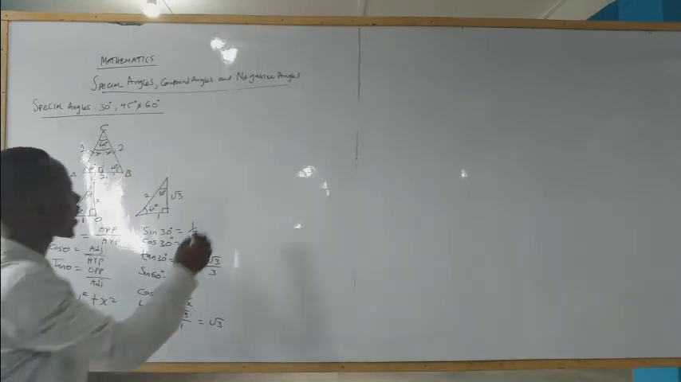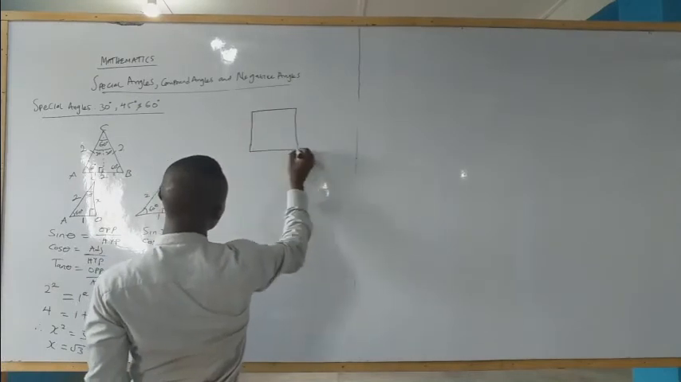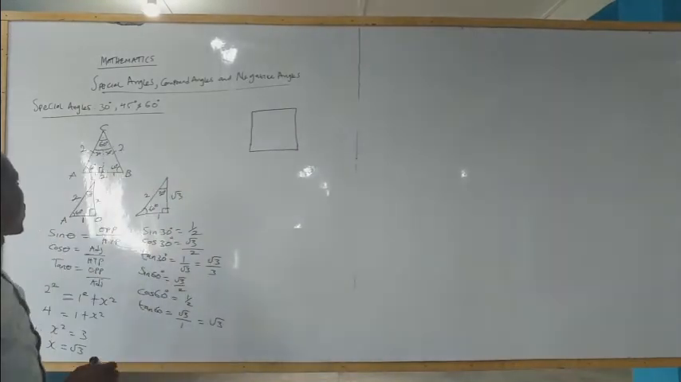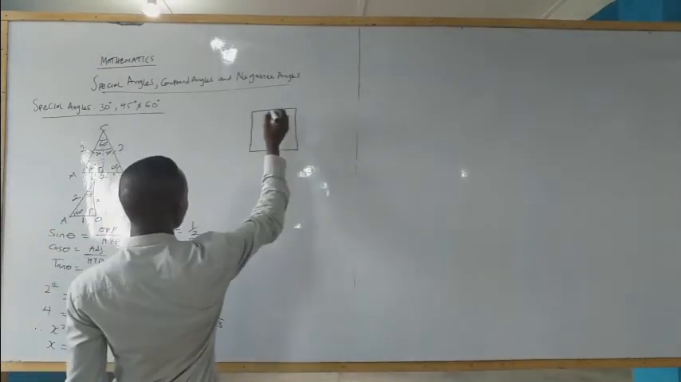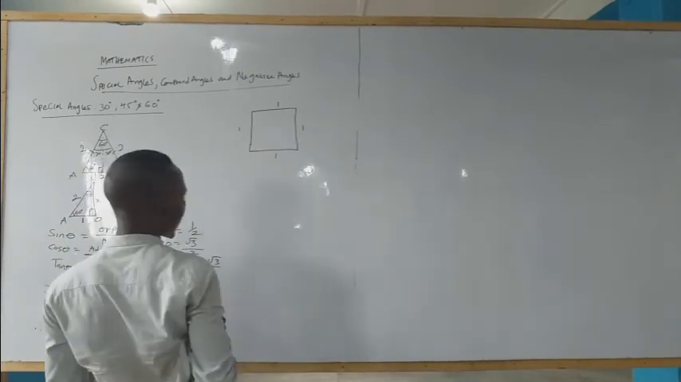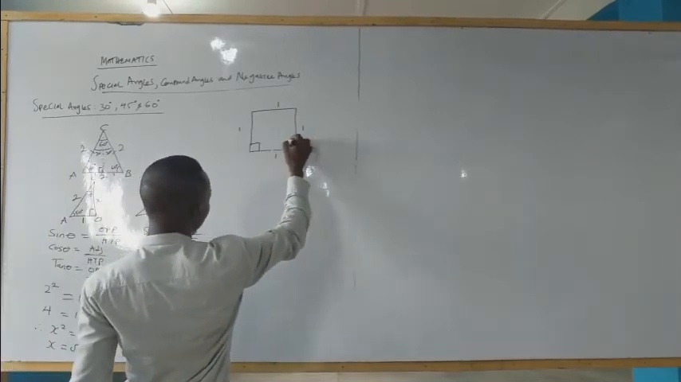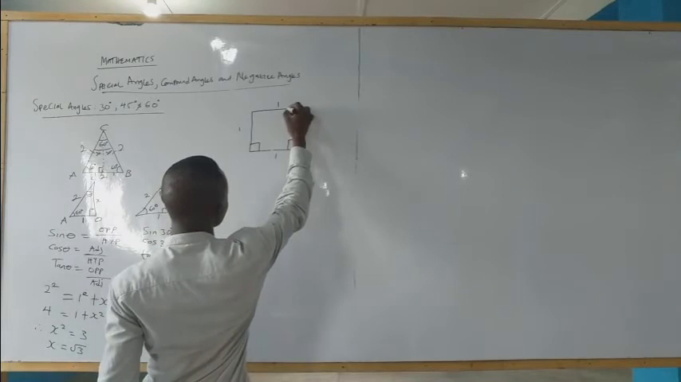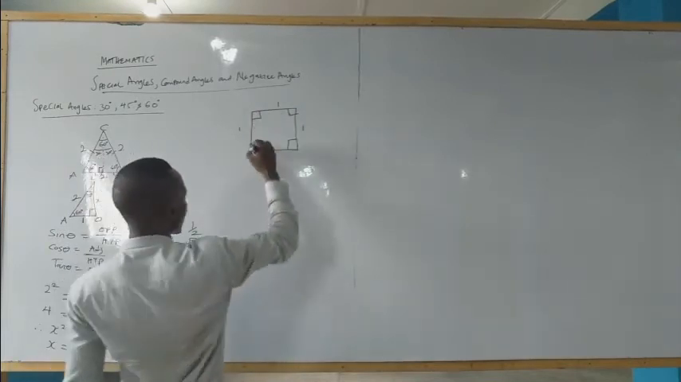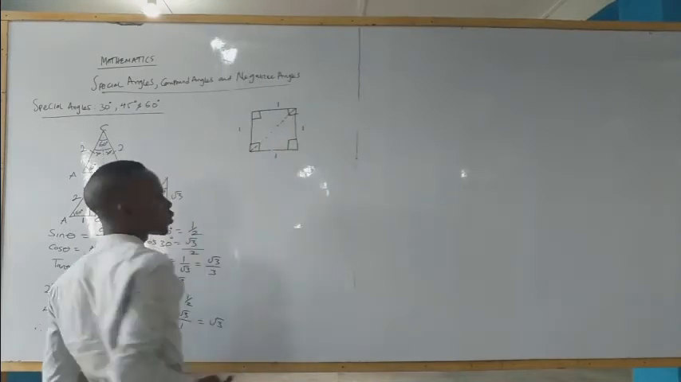Then again, let us do for what? 45. So to get 45, we are going to use what? A square. Using a square to determine the three functions for 45 degrees. So a square, now I'm taking 1, 1, 1, 1. In a square, all the sides are equal and all angles are equal. So here is what? 45. 90, 90, 90, and what? 90. The same way, I draw a diagonal to cut the square into 2.